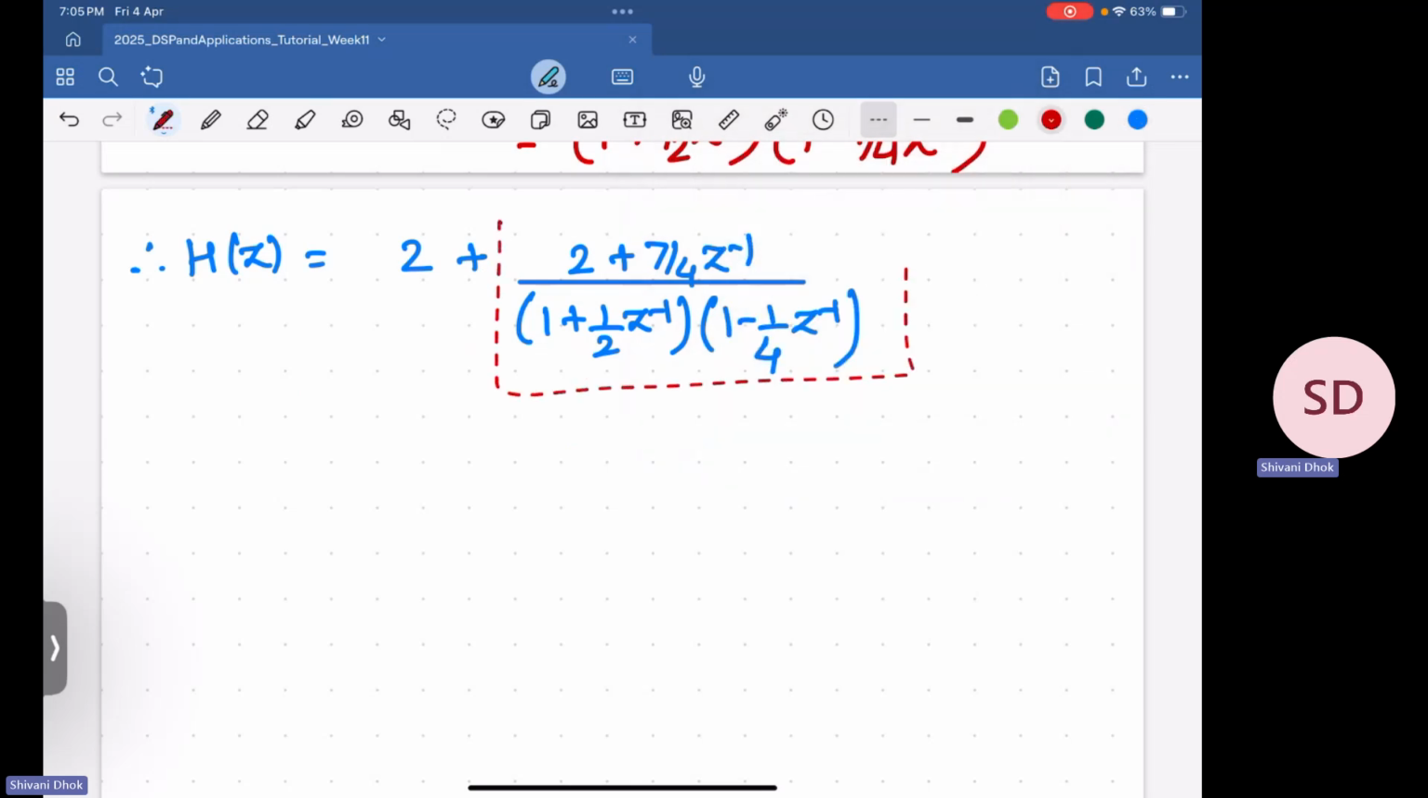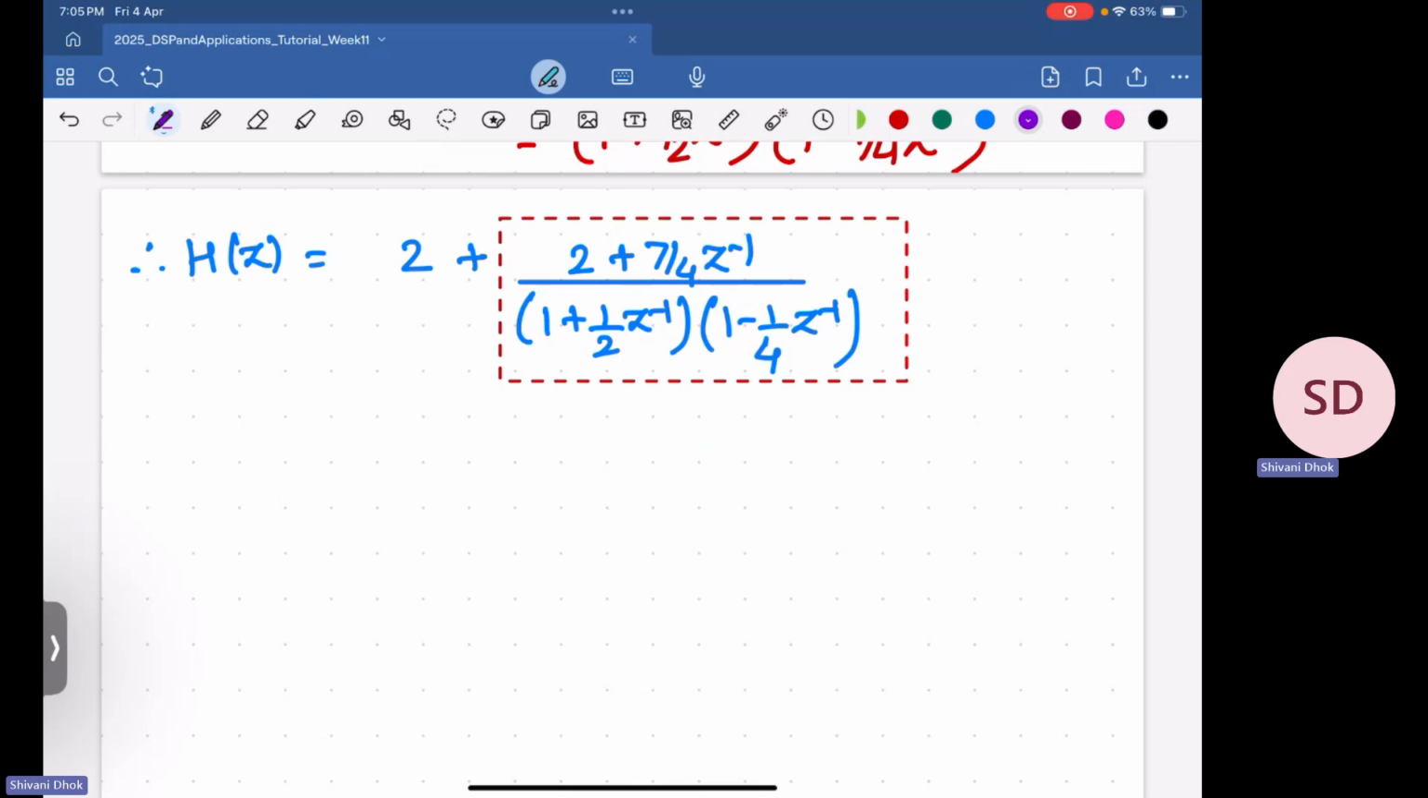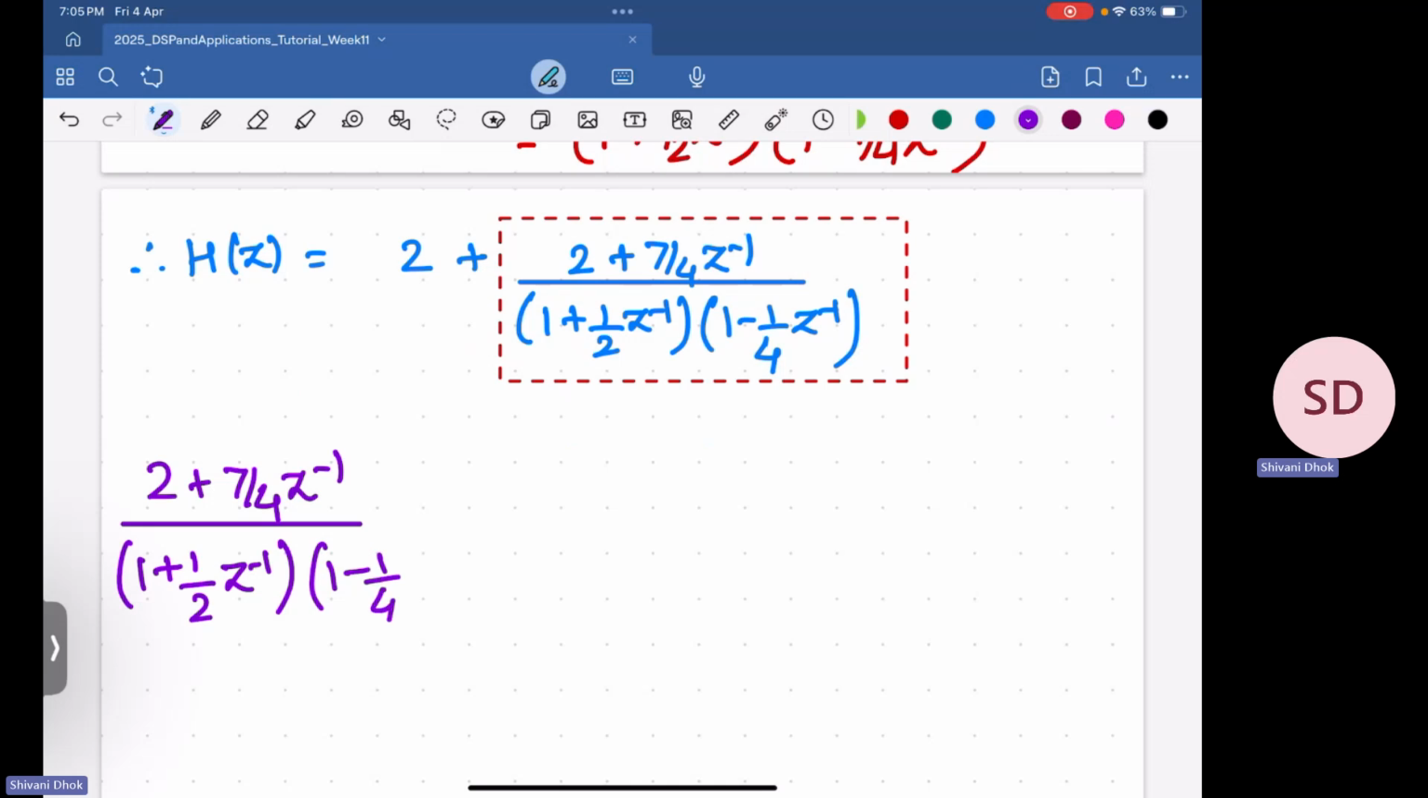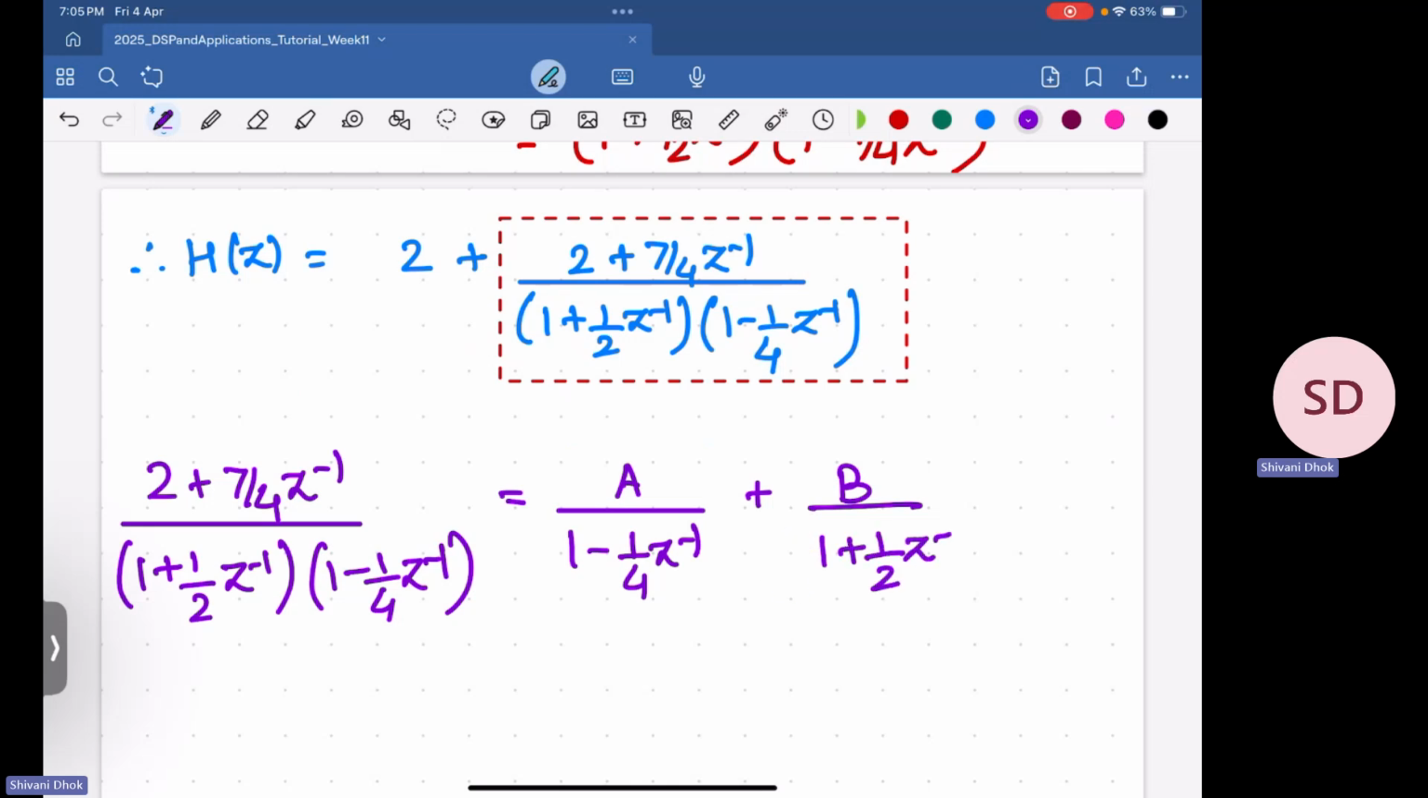We'll just focus on this part for now. Let's keep that 2 as it is. So this part here, I can write as, we use a different color, (2 plus 7 by 4 z inverse) divided by (1 plus 1 by 2 z inverse) multiplied by (1 minus 1 by 4 z inverse). It is equal to a divided by 1 minus 1 by 4 z inverse plus b divided by 1 plus 1 by 2 z inverse.